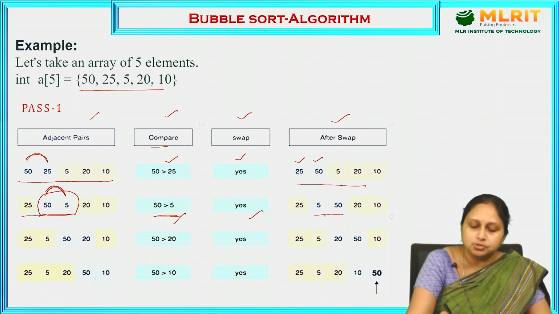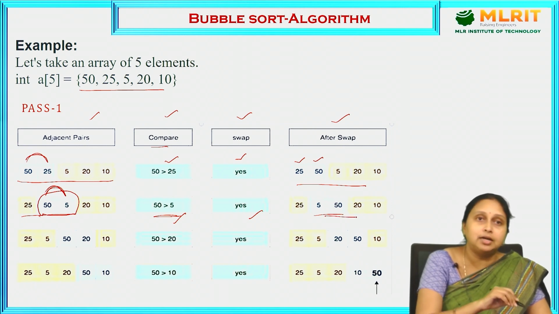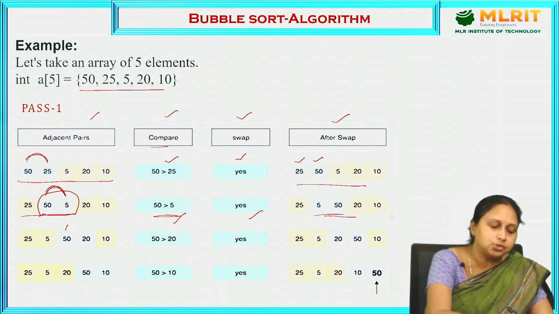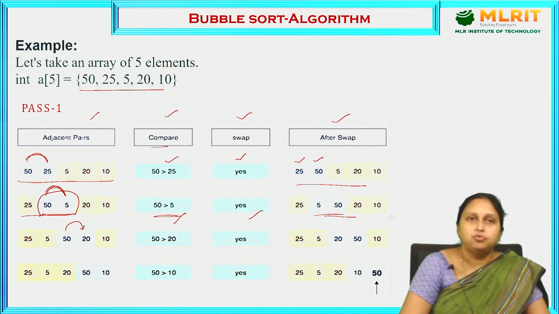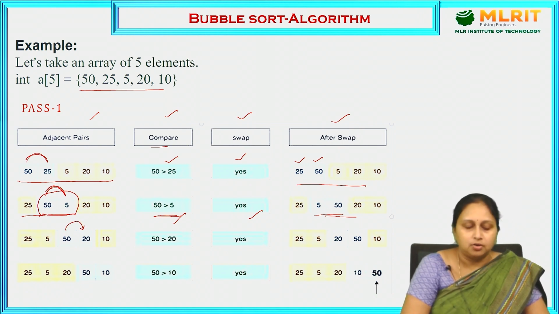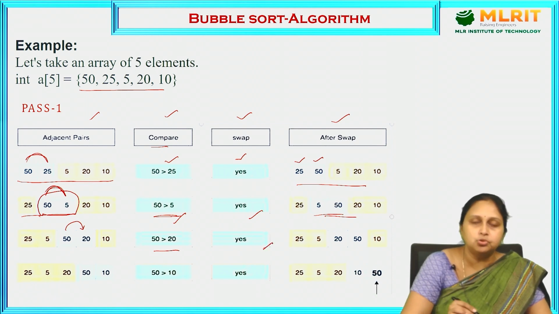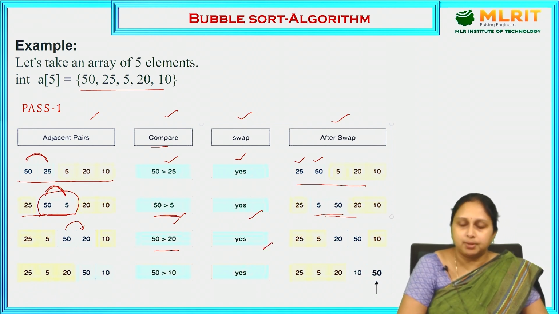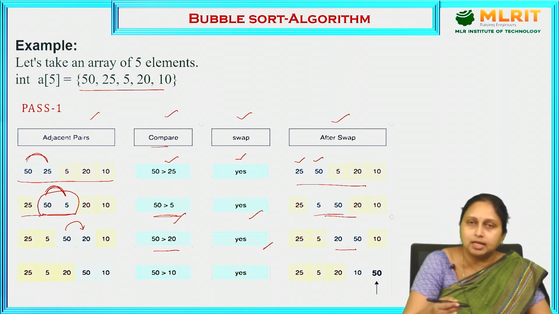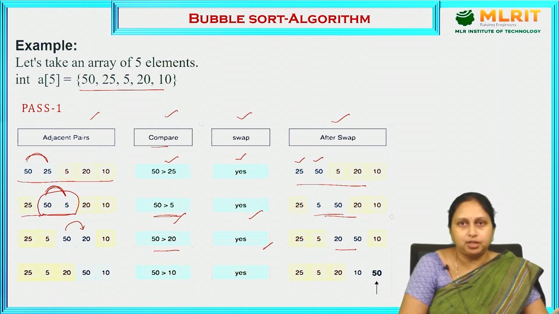Now, after this, take the same list. Compare the next two adjacent elements. The next two adjacent elements are 50 and 20. Now, compare it. 50 is greater than 20. Yes, again the condition is true, so we need to perform the swapping. After swapping, you are going to get the elements as 20, 50, and the last element is 10.